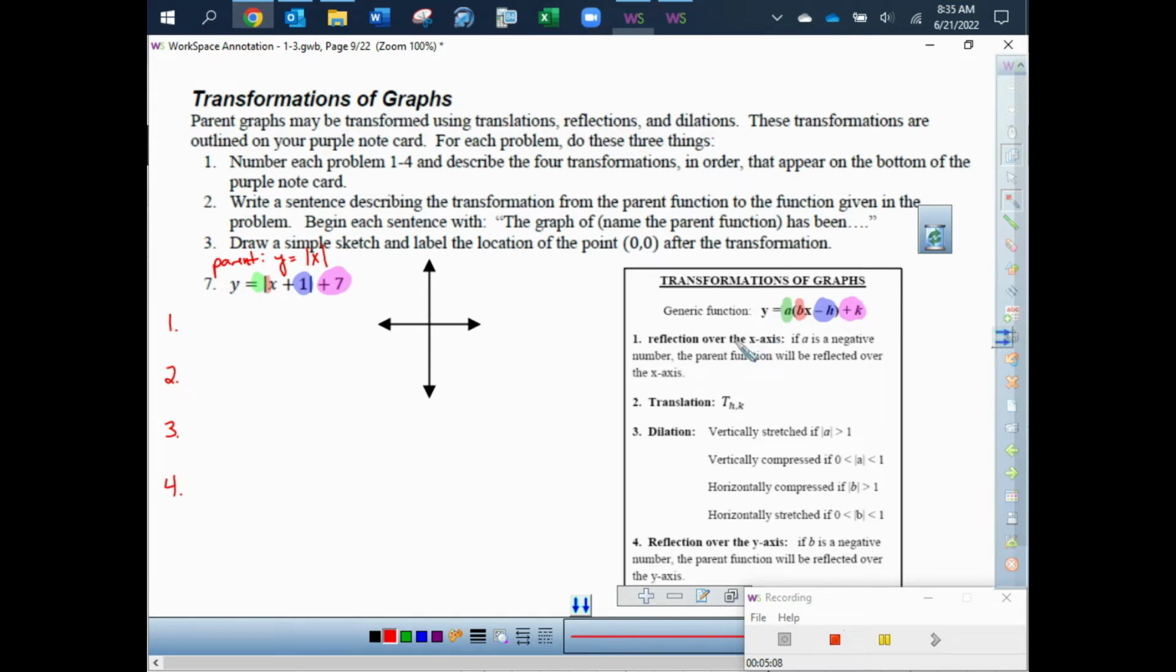So first question, has this guy been reflected over the x-axis? We've got to check the a value. Well, here's our a value. It doesn't actually really have a number there. I think that we all know that if there's not a number in a multiplication situation, they're talking about the number 1. Is this guy negative? The answer is no, it is not. So they want to know, has this been reflected over the x-axis? The answer is no. So instead of writing out the word no, we're going to put a little dash right there.